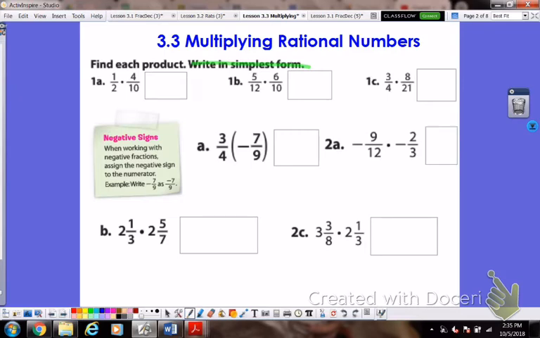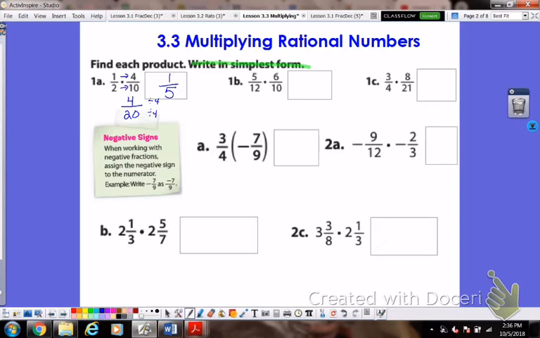So to multiply, we multiply straight across. So 1 times 4 is 4, 2 times 10 is 20, and then we want to think about reducing. We look at 4 and 20. They are both divisible by 4. So 4 divided by 4 gives us 1. 20 divided by 4 gives us 5. So our first answer is 1/5.